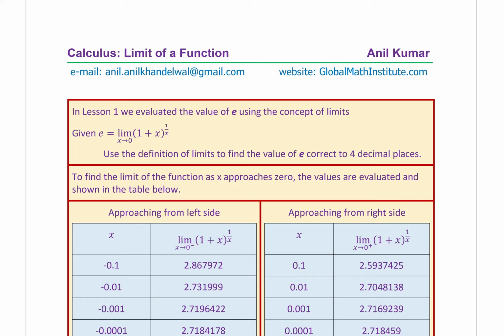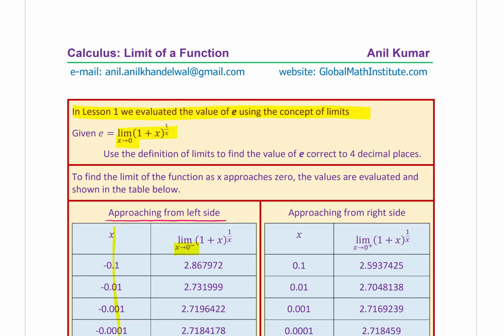That's the reason why I have this particular slide in between. So in lesson 1, what we did was we evaluated the value of e using limits. And there you go. We had a function 1 plus x to the power of 1 over x. Now that is indeterminate when x approaches 0 because 1 over x is not defined. However, by coming closer and closer to the value of 0 from the left and the right side. The notation we used was x approaching 0 minus, which indicates approaching from the left side.